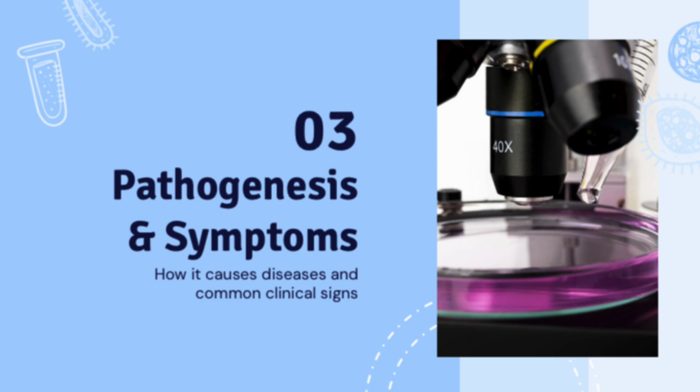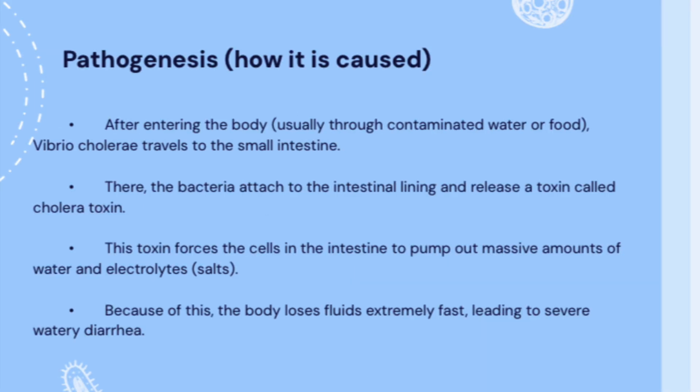Pathogenesis and symptoms, how it causes disease and common clinical signs. Pathogenesis. After entering the body, usually through contaminated water or food, Vibrio cholerae travels to the small intestine. There, the bacteria attach to the intestinal lining and release a toxin called cholera toxin. This toxin forces the cells in the intestine to pump out massive amounts of water and electrolytes. Because of this, the body loses fluids extremely fast, leading to severe watery diarrhea.